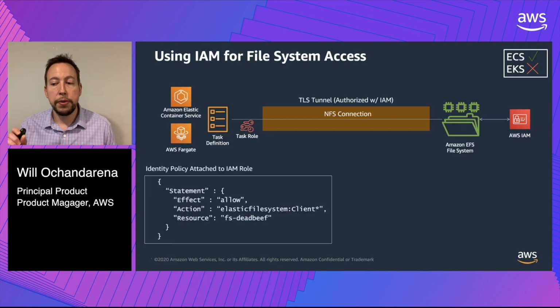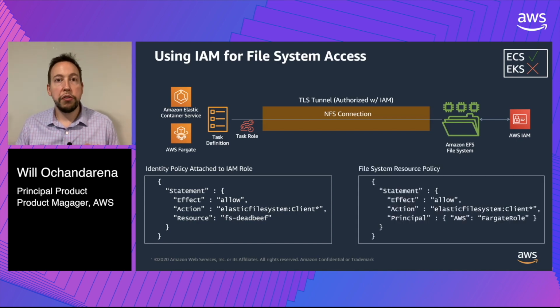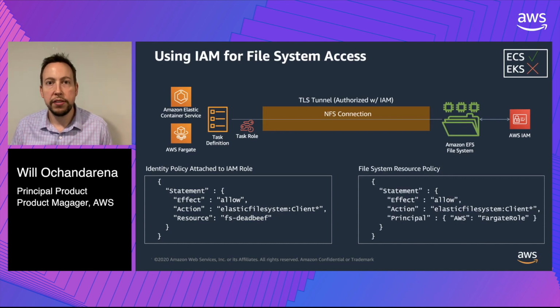So you can set this up either by attaching an IAM policy to the role itself. So this is a policy that says this particular role is allowed to do this action on this particular file system. Or you can do it from the file system's point of view. So you can apply a resource policy to the file system that says this role or these roles are allowed to perform this action on this file system. You can use both of these together. You can use one or the other. They'll both be taken into account whenever your application is mounting the file system.